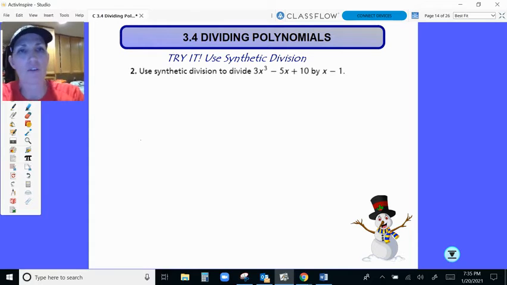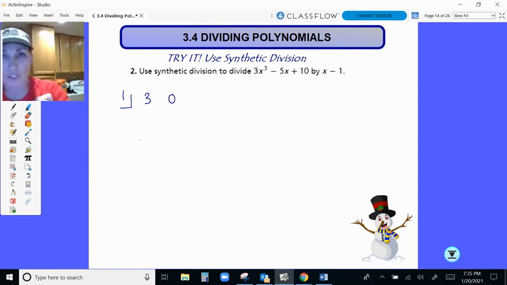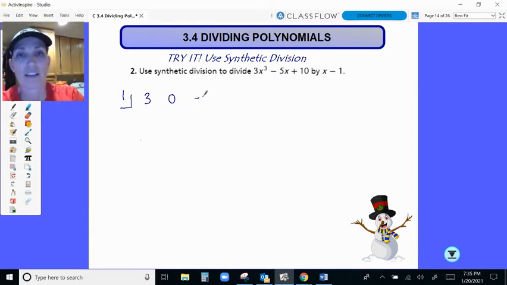So if you're just coming back, we're going to divide by a positive 1, which is our 0. I'm going to put it in the house. I need a placeholder for the squared term. So I have a coefficient of 3 for my cubed term. I don't have a squared term, so I have to hold that with a 0. Then I have a -5 and a positive 10.